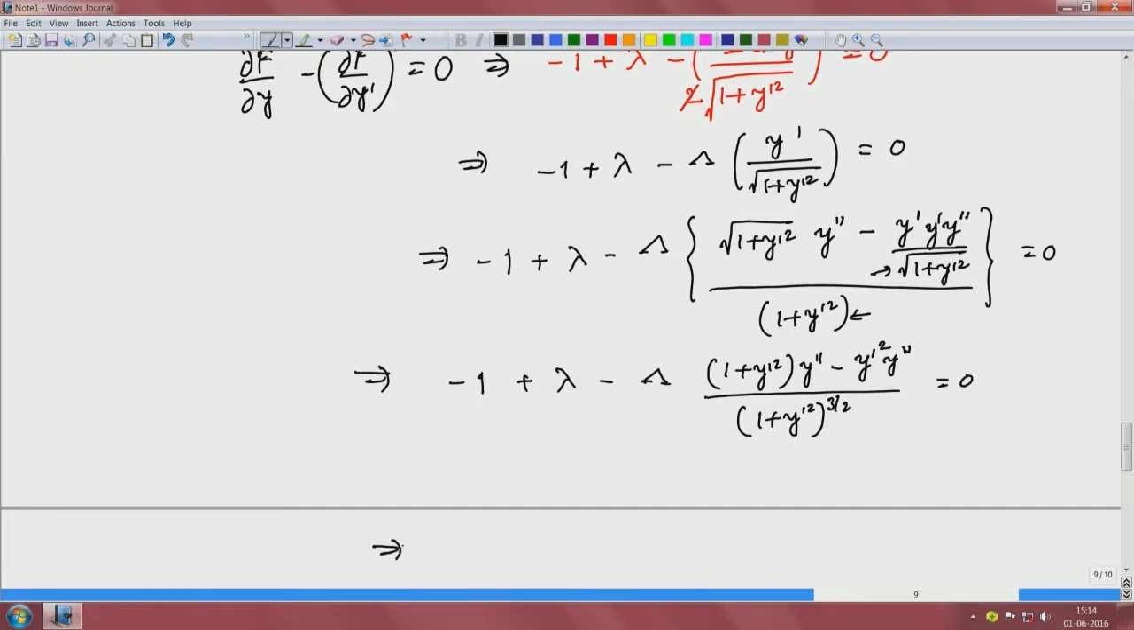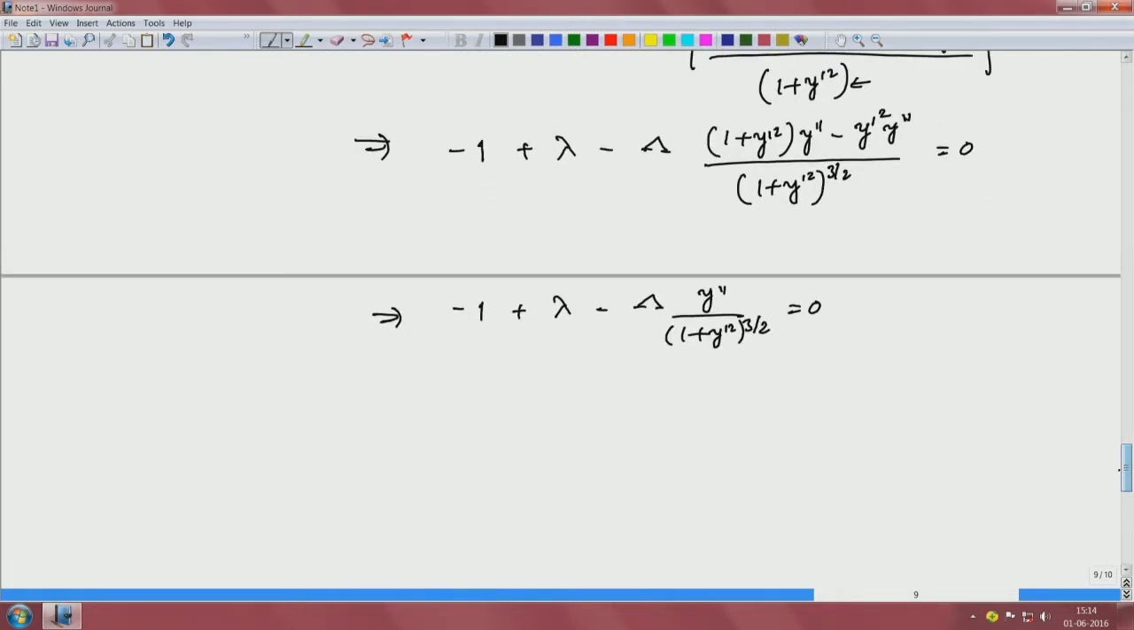So, if I do this further, minus 1 plus lambda minus capital lambda, here y prime times y double prime will get cancelled. So, what I will be left with will be y double prime divided by 1 plus y prime square to the 3 by 2 equal to 0. That is what we get.